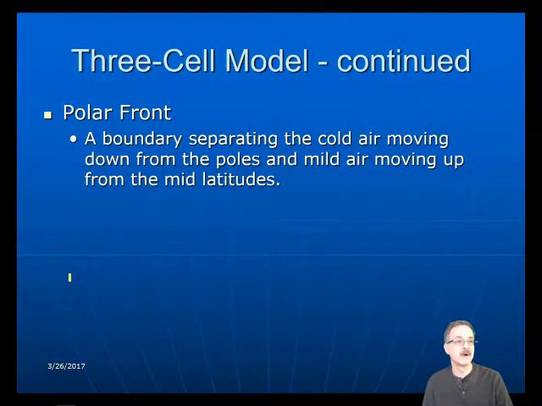All right, so in the 3-cell model, you get produced what's called a polar front. It is basically the boundary that separates the cold air moving down from the poles and the mild air moving up from the mid-latitudes.